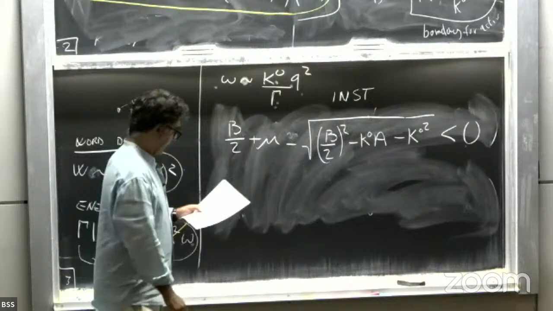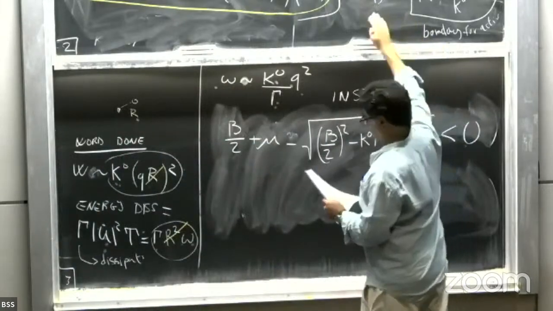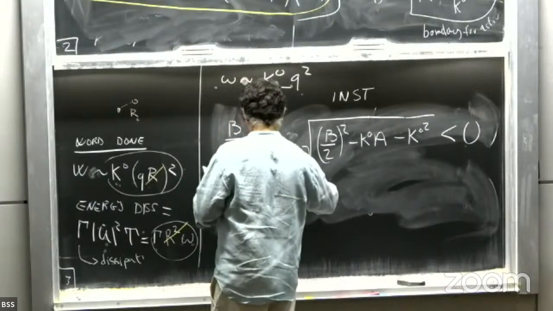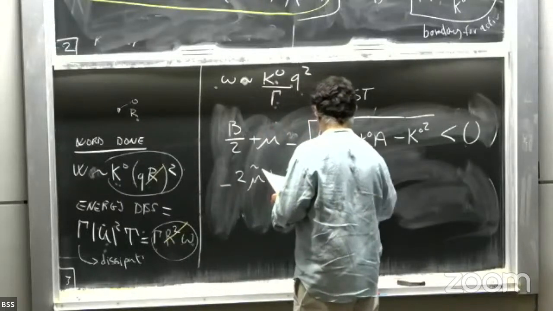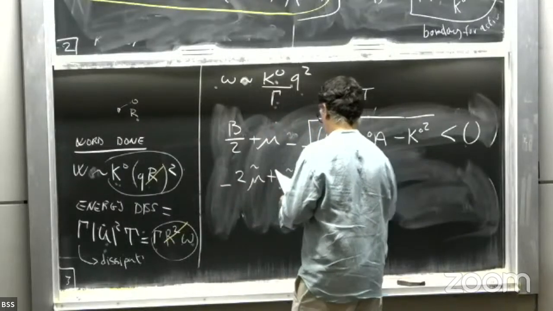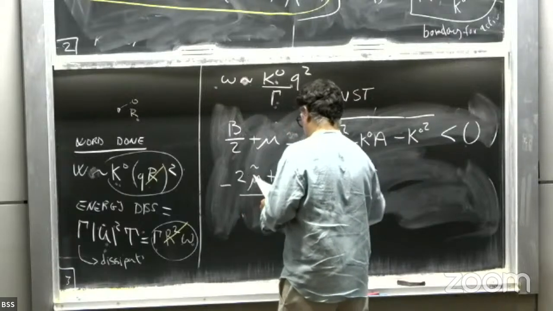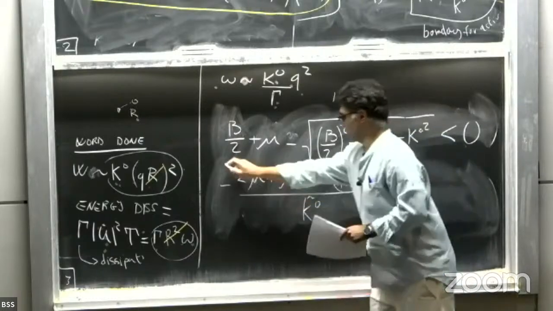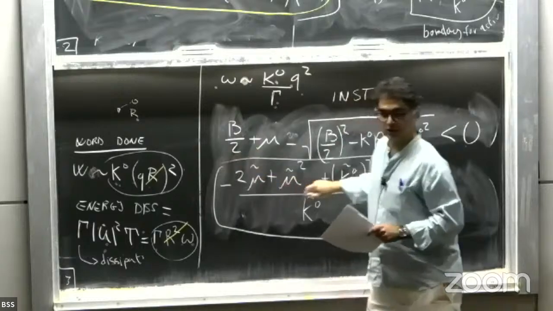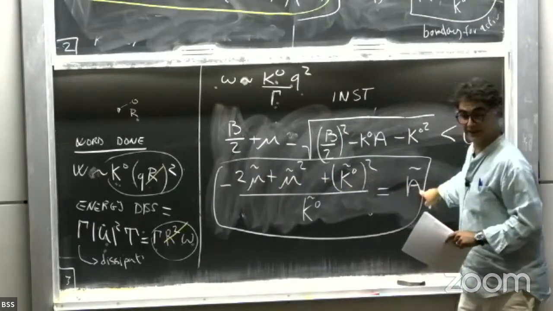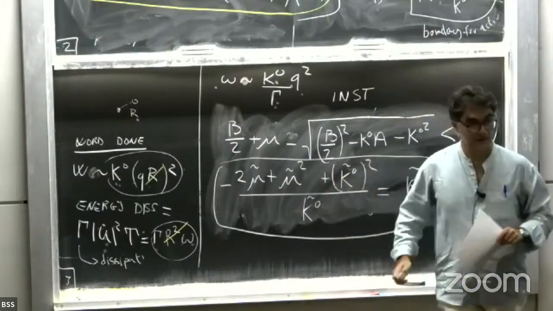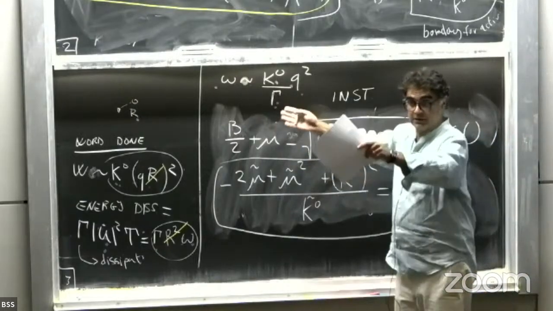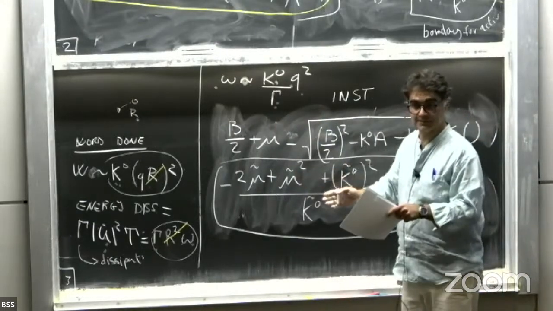because of the growth. And these conditions, once you do the same convention as that, can be written as minus 2 mu star plus mu tilde squared plus k naught tilde squared divided by k naught tilde equal a tilde. So this equation in the space of k naught and a tilde gives you the boundary of the zone that separates stability from instability.